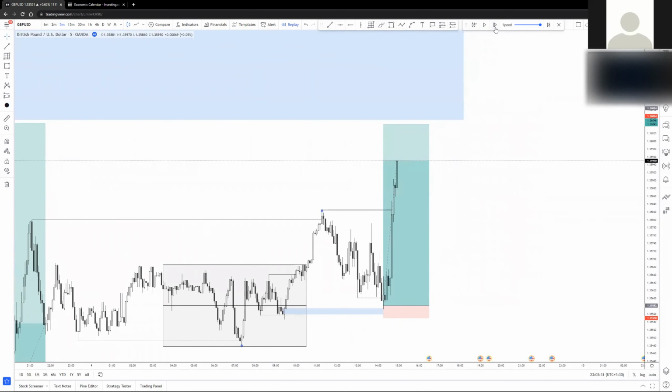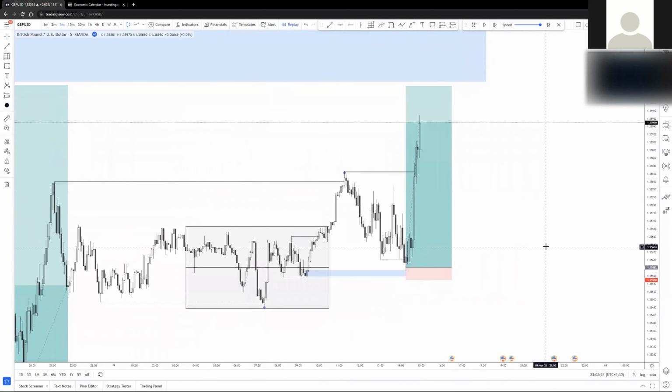Okay. That one, we could say that that one is able to be used if we see that setup on the lower time frame. Let's say M2, M3, M5. We see the same setup like that one, right? Yes, no problem with that. Okay, you could use it.